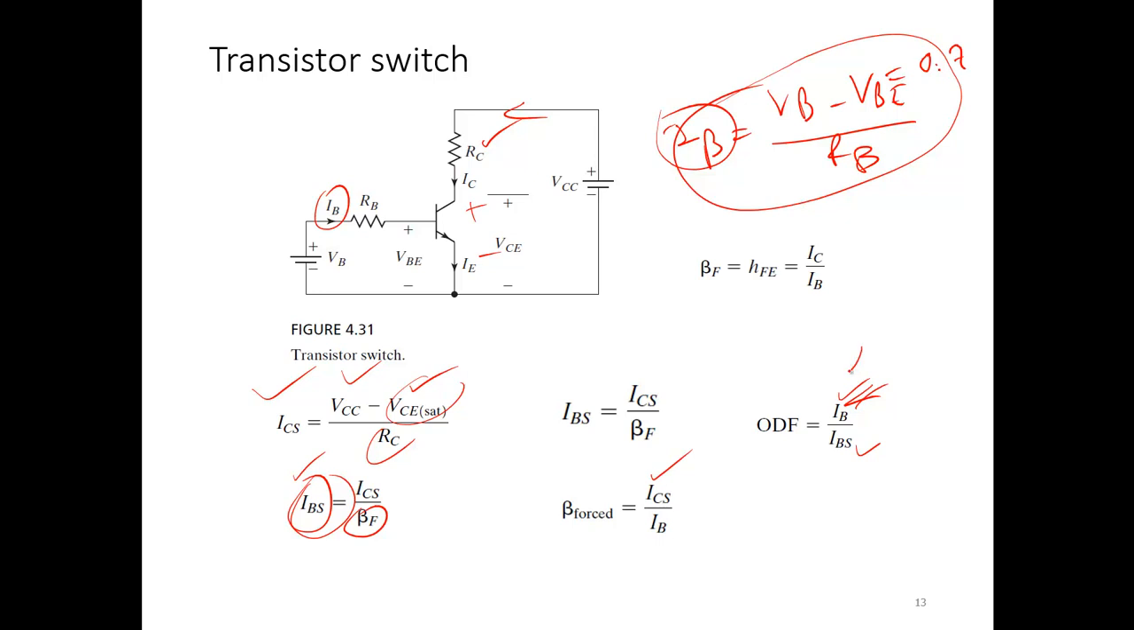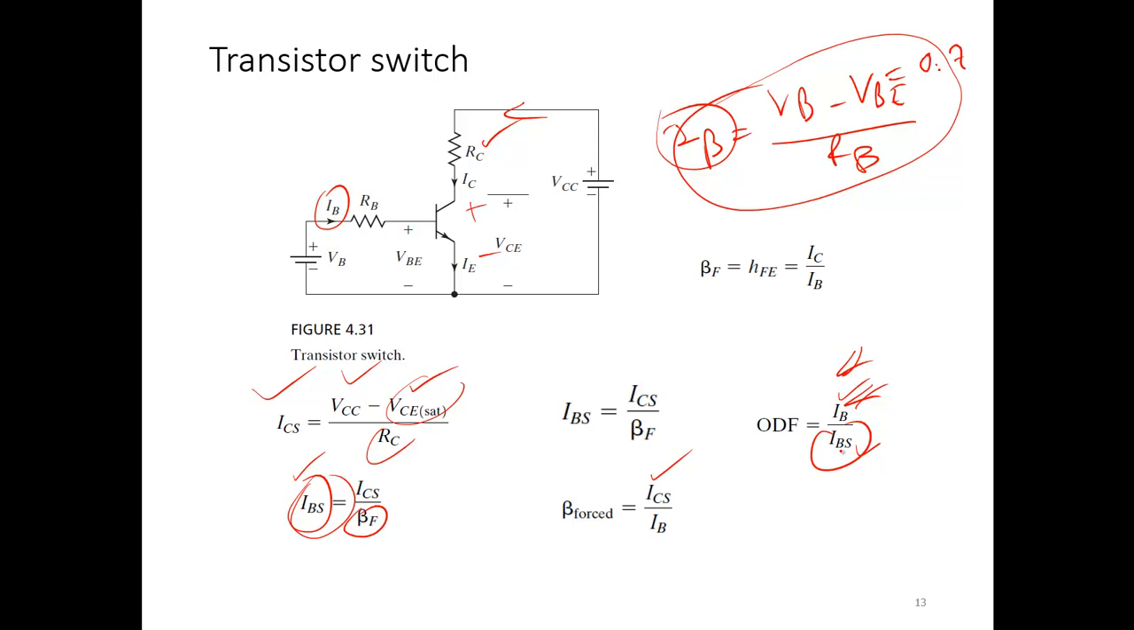This is the base current you are applying, and this is the base current you need. According to that, the beta of the transistor. This factor is called the overdrive factor, or overdrive ratio. How much is the overdrive? You may go more, you may go less. That's the one you need to decide, the compromise.